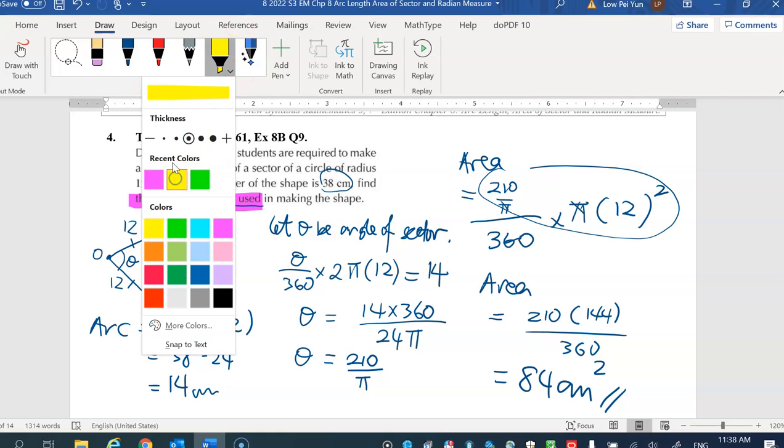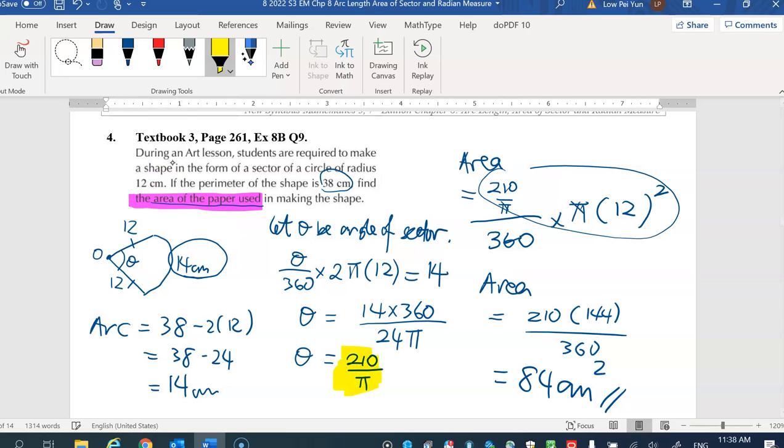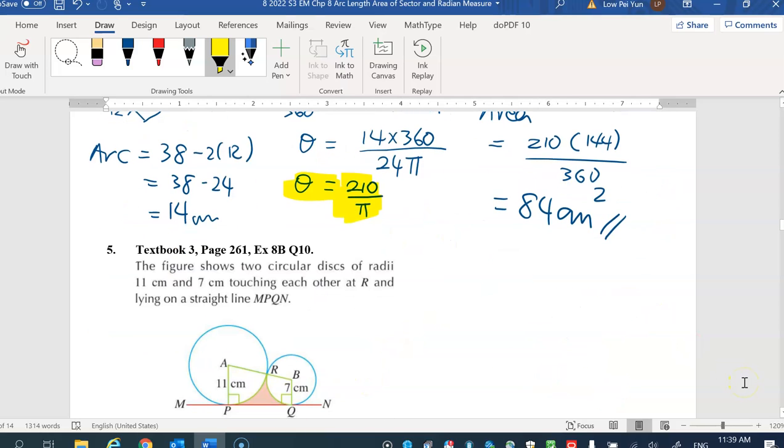Over here, a tip for you. Since you know that this is not going to be your final answer, you can leave this in terms of pi, and then afterwards you may find out you can cancel the pi away, and you can get a very nice integer for your answer.